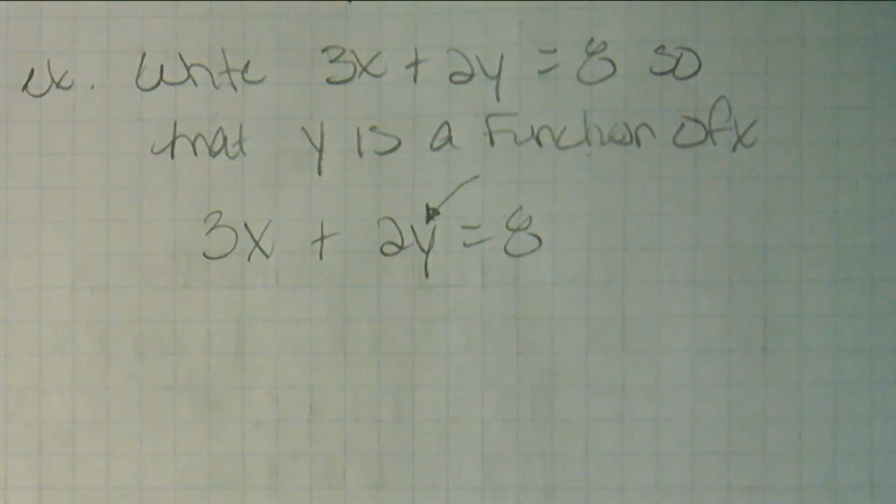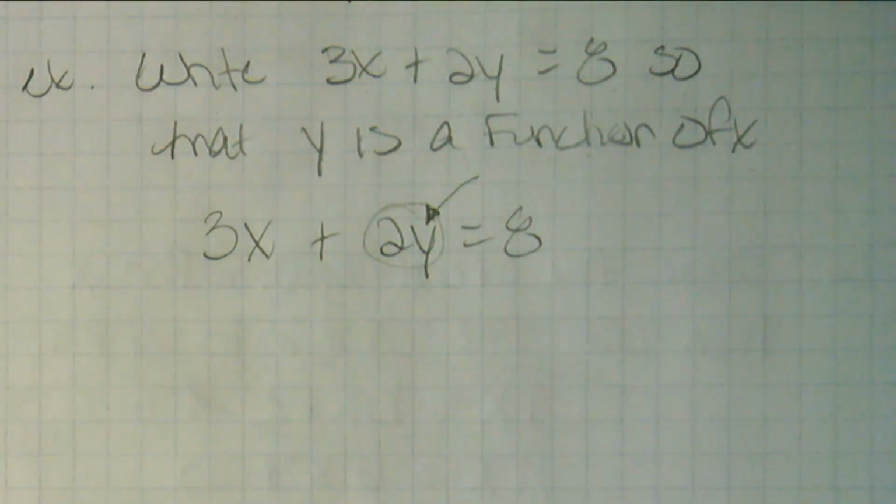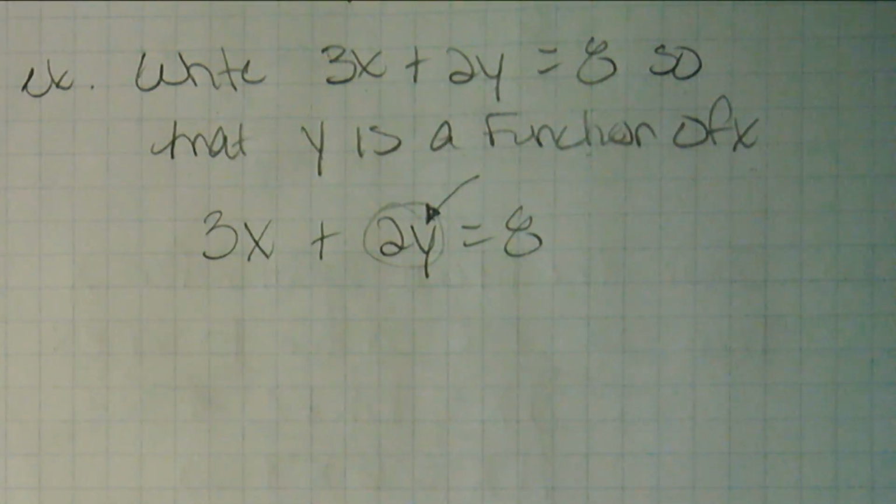What do I have to get alone first before I can get y alone? Because right now I cannot get y alone. Maggie? Yeah, I need to get the 2y alone first. How am I going to get my 2y alone? This process is exactly the same as if this said 3 plus 2y equals 8, right? Getting that y alone. So how am I going to get my 2y alone first?